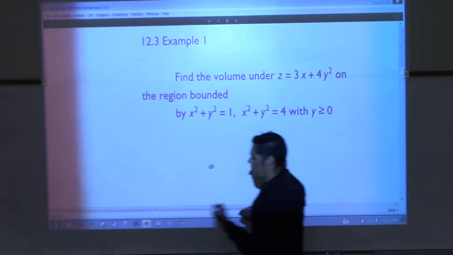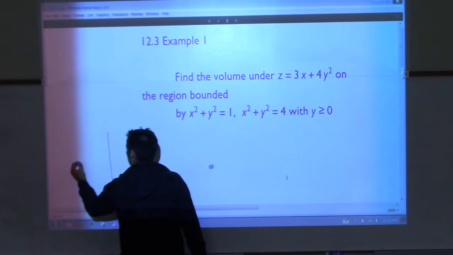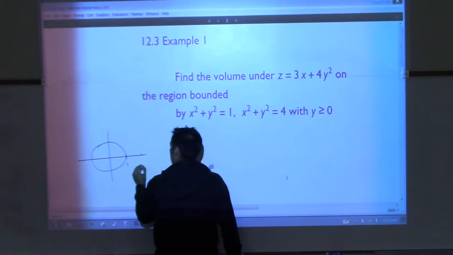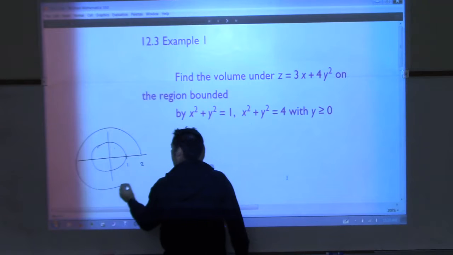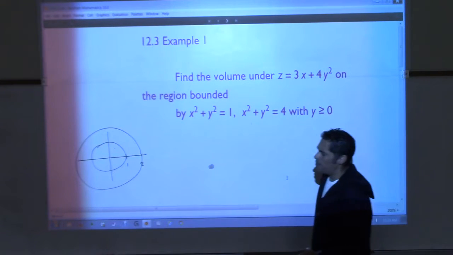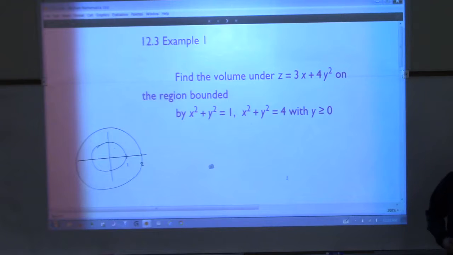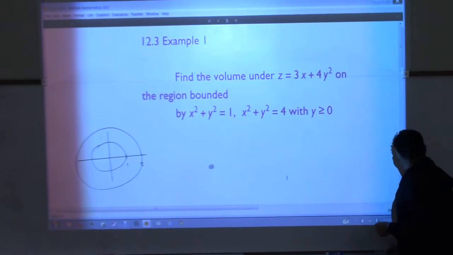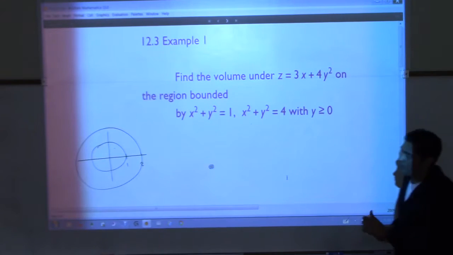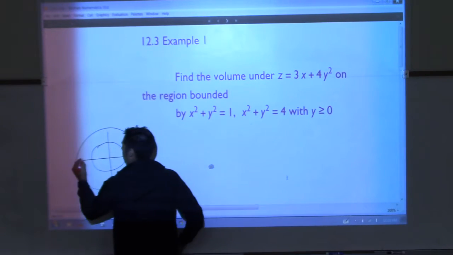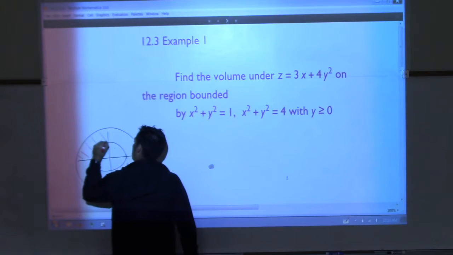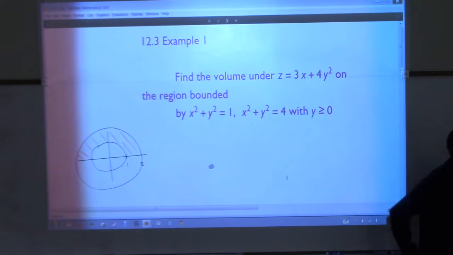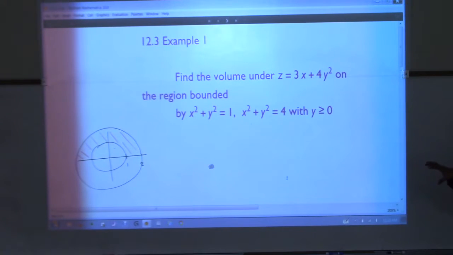Let's draw that. Circle radius 1, circle radius 2. It's the region bounded by both of those, but also y has to be bigger than or equal to 0, which means we're only talking about the top half of this, right? We're only talking about this region right here. That's the region of integration.